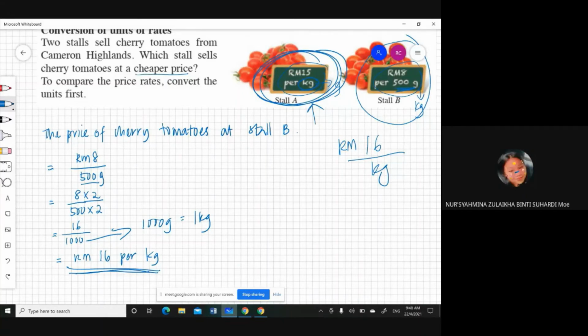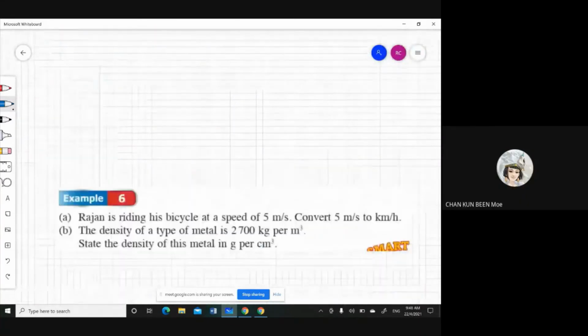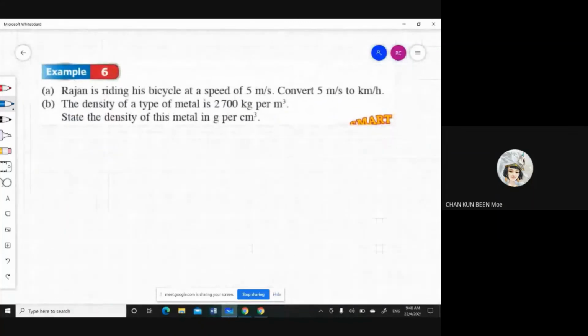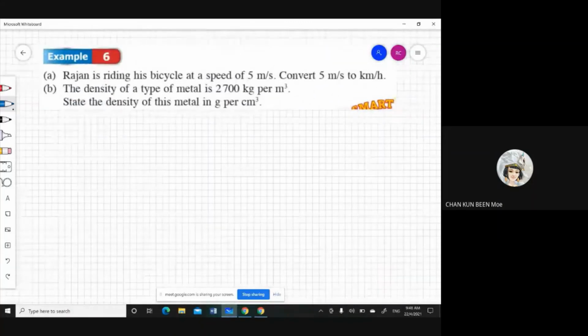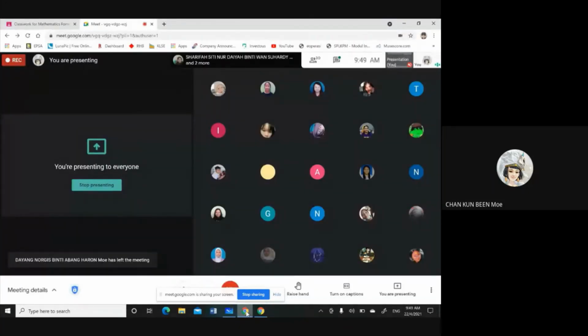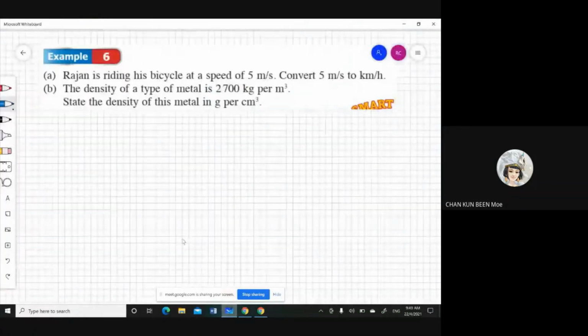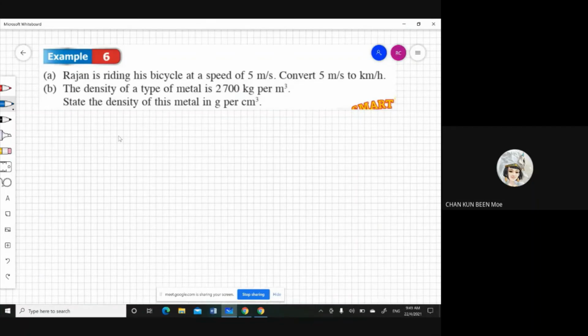Yes. Okay, let's continue. Now we look at example 6 here. Okay, this is the last example for today. Very simple only. That's why the red over here is very short, I think 2 pages only, you finish learning. Okay, let's continue here. Rajan is riding his bicycle at a speed of 5 meter per second. Convert 5 meter per second to kilometer per hour.